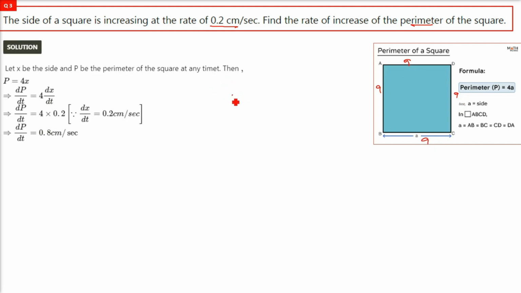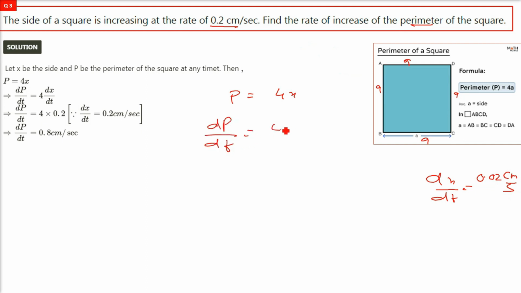So you just write perimeter as 4x, and since the rate of increase of the perimeter has to be found out, dp by dt we have to find out, and since this side of the square is increasing at the rate of 0.2 centimeter per second, dx by dt is already given in the question, which is 0.2 centimeter per second. So dp by dt we have to find out. On the right there is no t, so you have to introduce dx by dt. At that place you are going to replace 0.02.